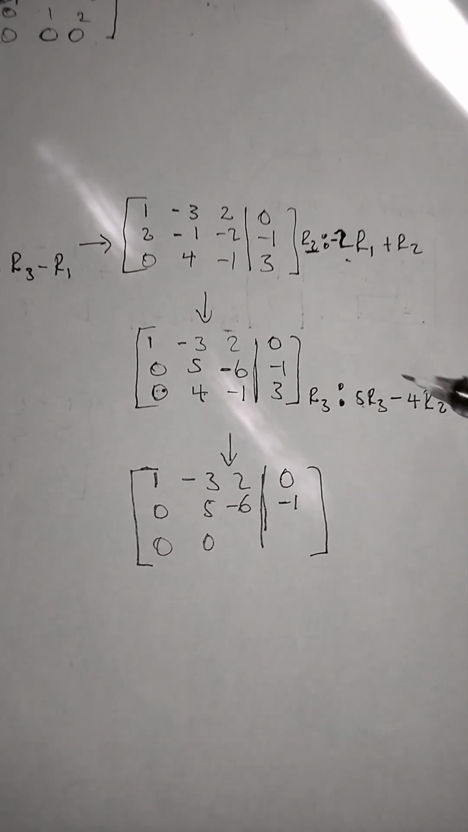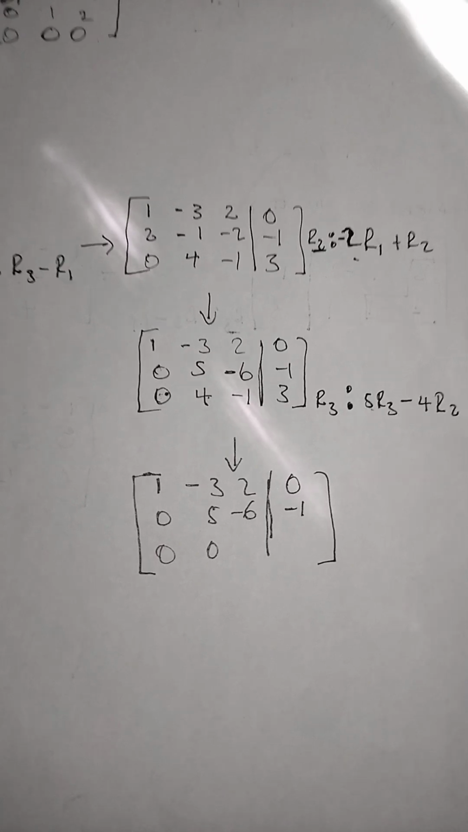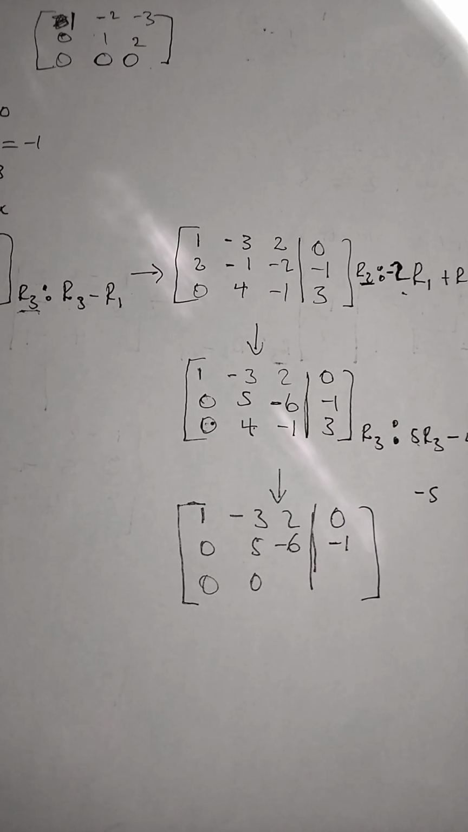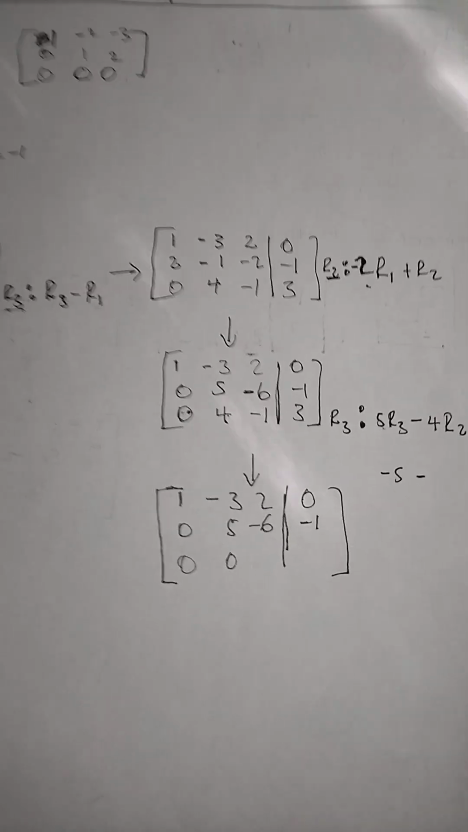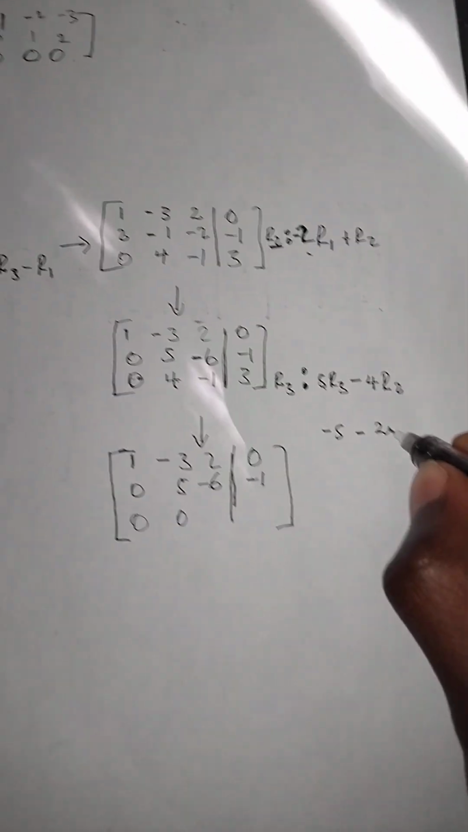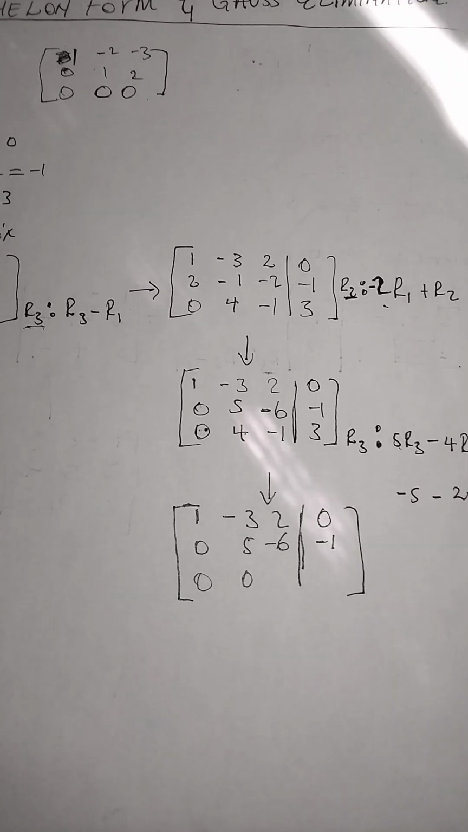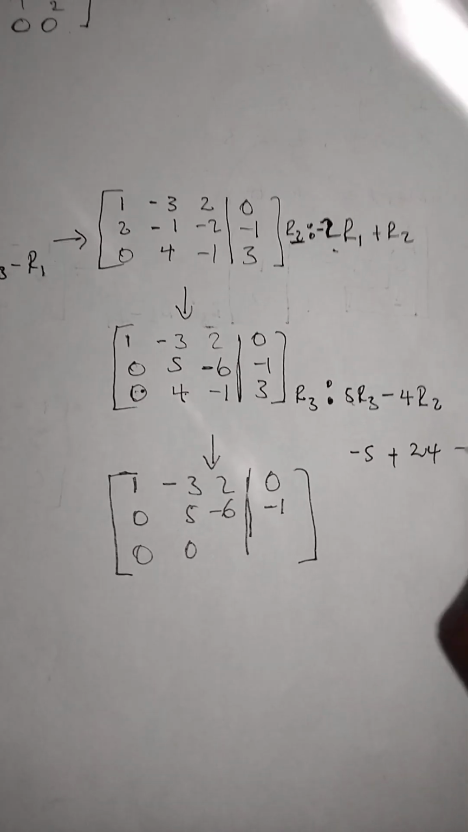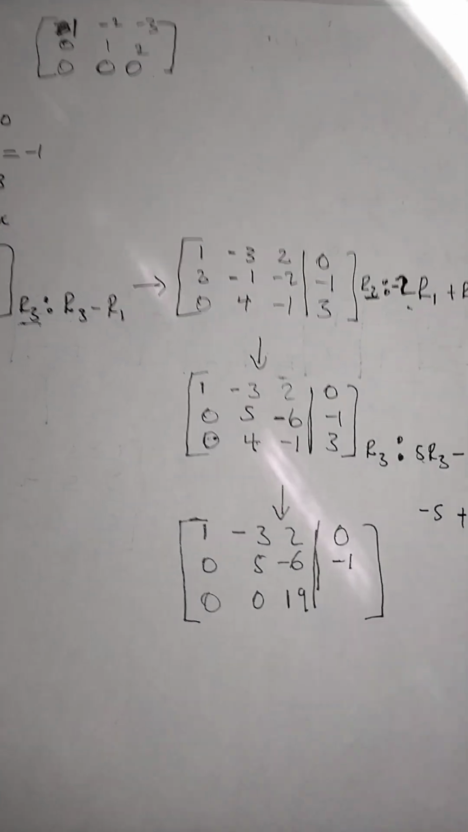We say now 5 times negative 1, that is going to give us negative 5. Then minus 4 times negative 6. It's actually times negative 6. So it's minus 5 plus 24. So that basically gives us 19 there. So we have 19 right there.